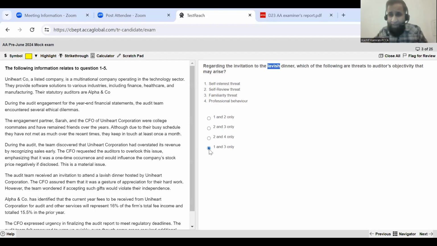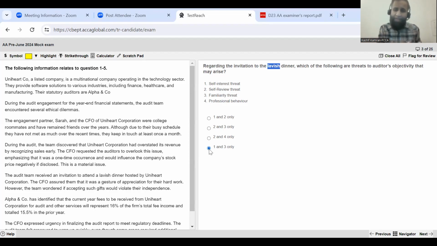Because whenever you have a gift or hospitality, it is considered a bribe. It's a self-interest. And because you will attend the lavish dinner, you will have a lot of familiarity, a lot of sympathetic relationship with the client management. So familiarity and self-interest is the right answer. See, did we read the case? At times, there is no need to read the case. You can take the spontaneous answer and save time.